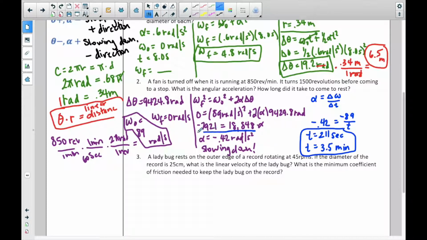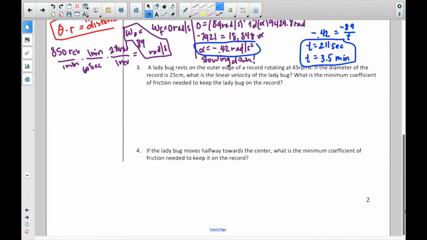The questions, again, angular acceleration, we have that. There's our angular acceleration. Second question was, how long did it take? And here is our time, so we got that. So we're finished with question number 2. All right, take a second to read question number 3.